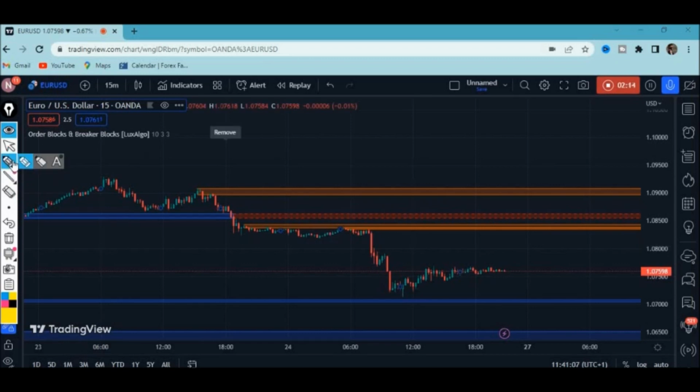Okay, so guys, you can see the indicator has different colors. You can see there are areas highlighted in red and there are areas highlighted in blue. Those areas show as order block zones. The red one shows as a bearish order block zone, and the blue one shows us a bullish order block zone.